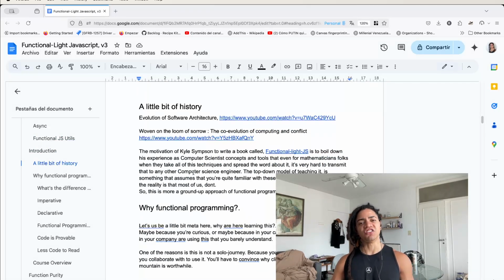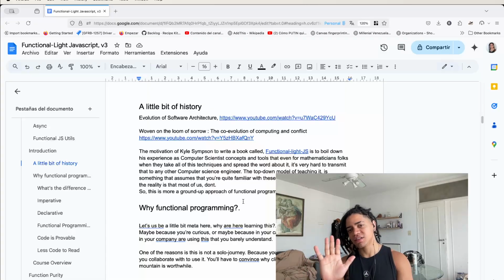As Kyle Simpson mentioned here, as a bit of history, wouldn't it be nice if we had code where 80% of it were mathematical proof, and that stuff is going to work as long as you use it, and you can only focus on the business logic? And again, this is the value proposition of this.